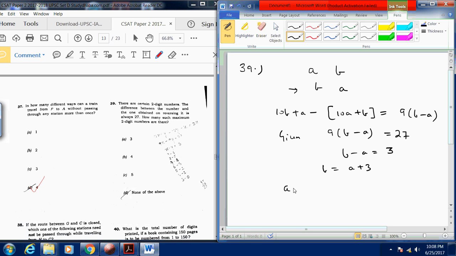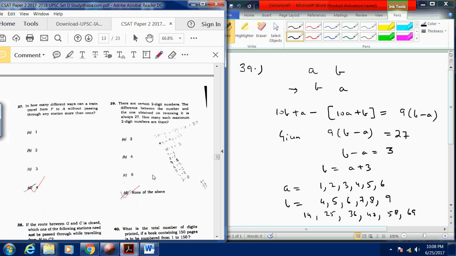Now A possible values can be 1, 2, 3, 4, 5, 6, which lead to B equal to 4, 5, 6, 7, 8 and 9. So these are the possible numbers. So the numbers can be 14, 25, 36, 47, 58 and 69. So there are 1, 2, 3, 4, 5, 6 numbers. So the answer is none of the above.